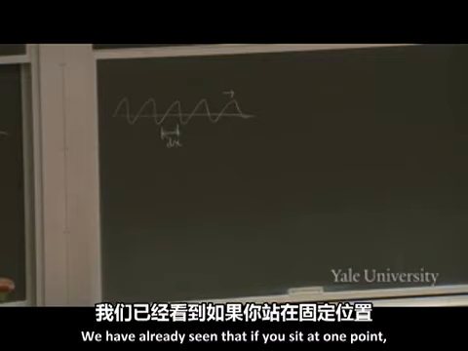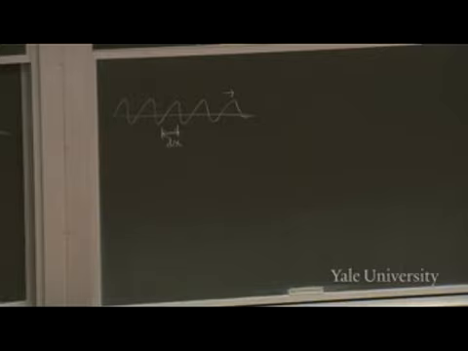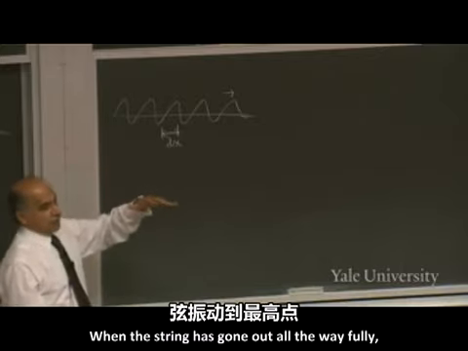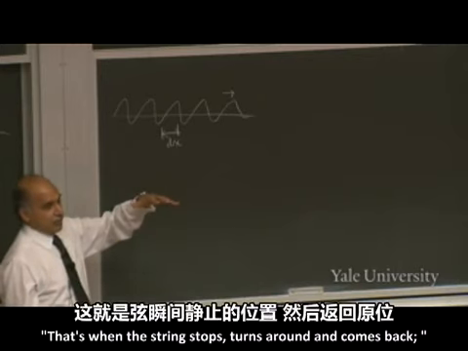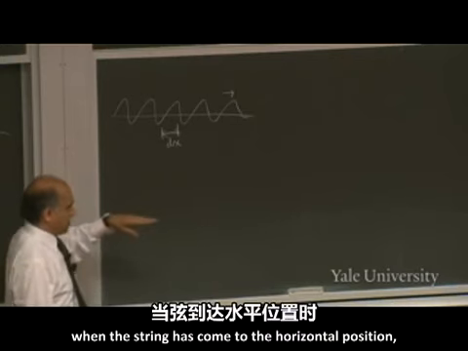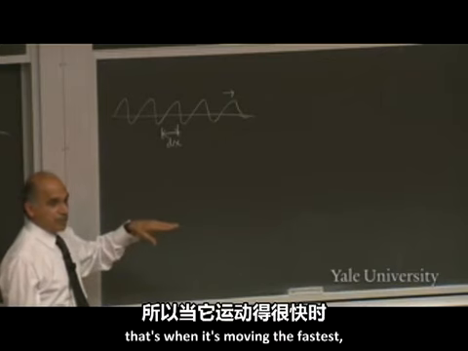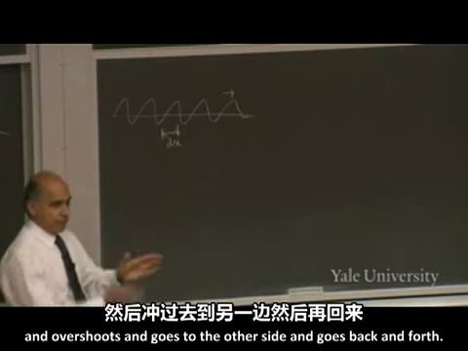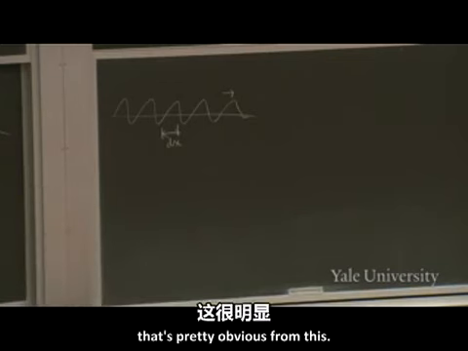You have already seen that if you sit at one point, the string just moves up and down. It executes simple harmonic motion. When the string has gone out all the way fully, it's like a spring which has been extended maximally. That's when the string stops, turns around, and comes back. When the string has come to the horizontal position, that's the normal equilibrium position for a mass on a spring. That's when it's moving the fastest, then overshoots and goes to the other side and goes back and forth. So every part of a string is just undergoing simple harmonic motion. That's pretty obvious from this.